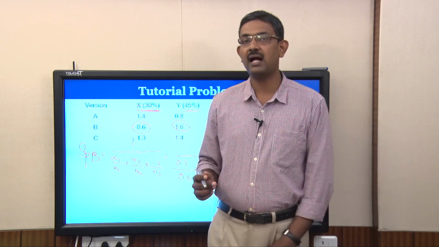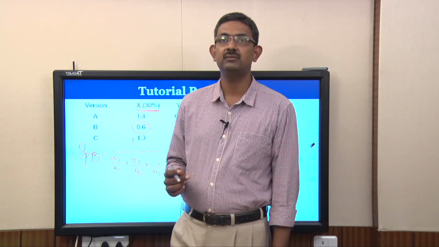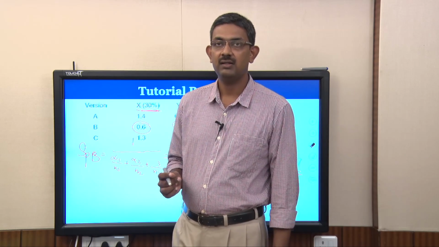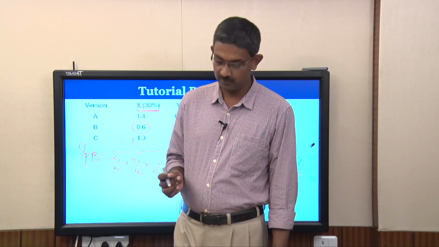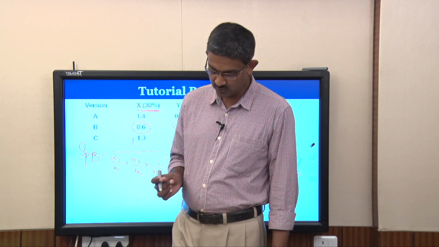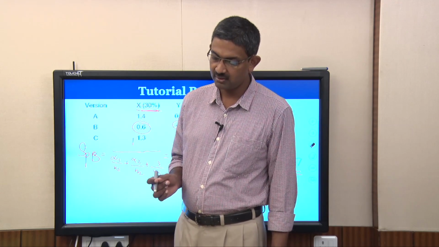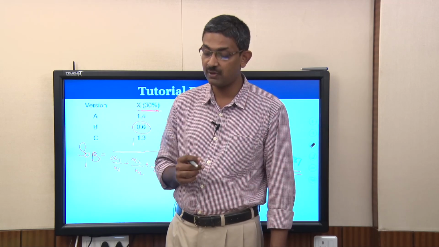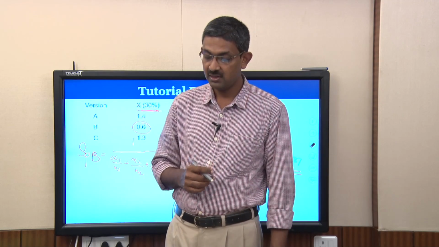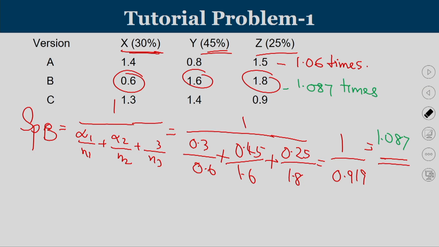So, from this we can see that first version, that is version A, is getting a speed up of 1.06 times, whereas version B is going to give us a speed up of 1.087 times. Now, we will work into the third version and see how much it is going to affect the performance.